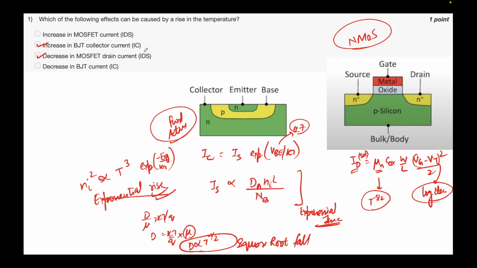Again, there's more than one correct option, so I'm attempting this since I'm confident I know how the collector and the drain current behave.